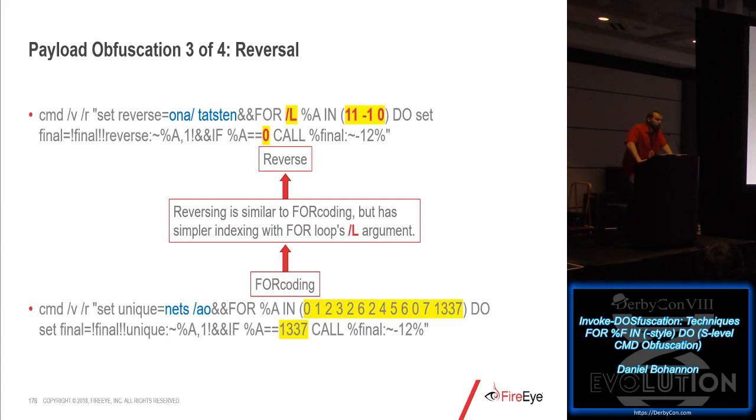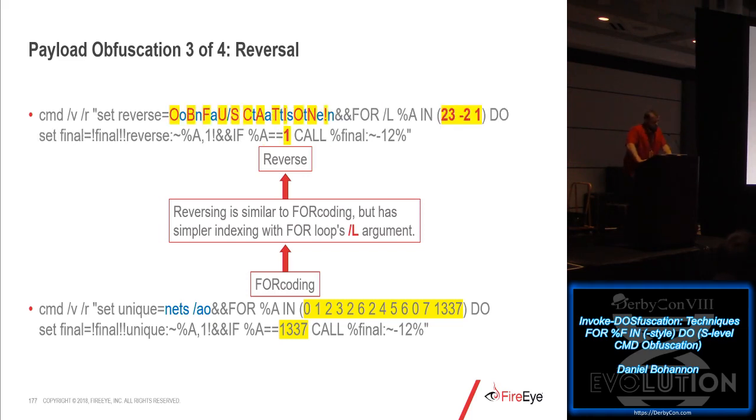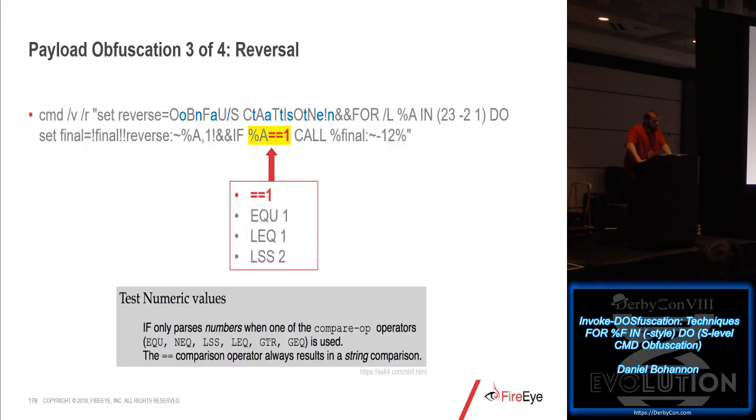Reversal is the third option. It's very similar to FORcoding, except instead of specifying all the index values, we're just introducing the /L argument for the for loop, and then setting the beginning index and the negative or positive delimiter to iterate through that. And similar to FORcoding, we can add additional characters, updating the start and end, and then keep going with that.